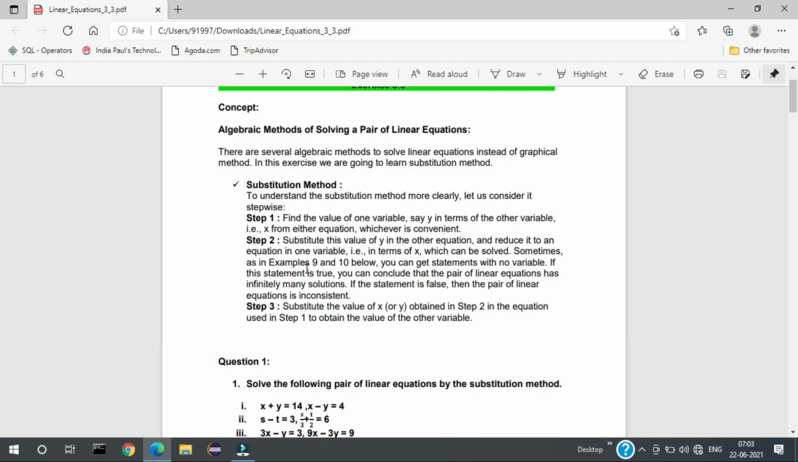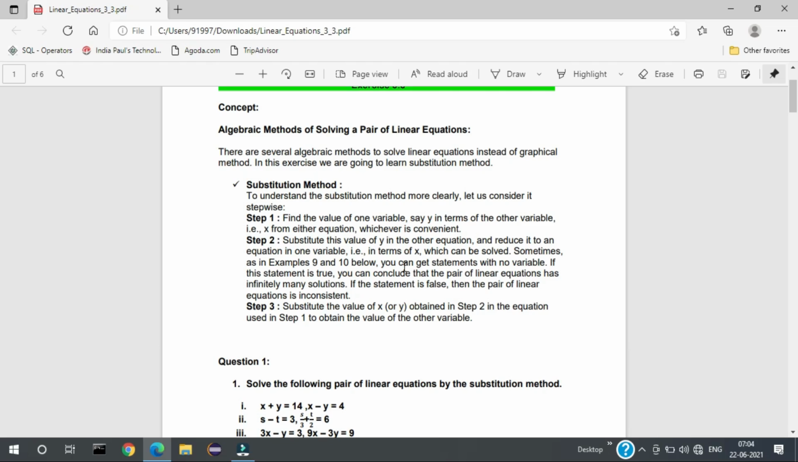Sometimes, as in examples 9 and 10 below, you can get statements with no variable. If the statement is true, you can conclude that the pair of linear equations has infinitely many solutions. If the statement is false, then the pair of linear equations is inconsistent. So, in step 2, what is given? Substitute this value of y in the other equation and reduce it to an equation in one variable. So, we can solve for either x or y.